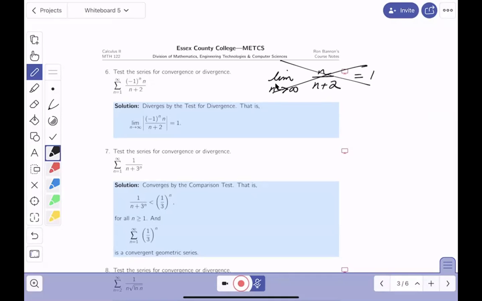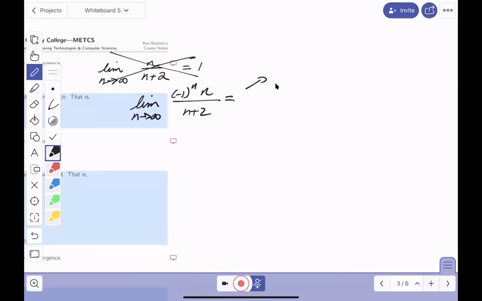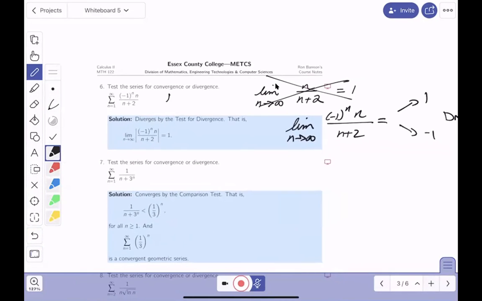I'm going to use the first test, which is the limit as n goes to infinity of that term, which is -1 to the n plus 2. And what's this going to be? It's actually DNE. And why is that? It goes off to 1 or -1, so it's DNE. So what can I conclude? The original series is divergent. And what am I using? I'm using the test for divergence, the easiest one to use, all right? Rarely works, but it's the easiest one to use.